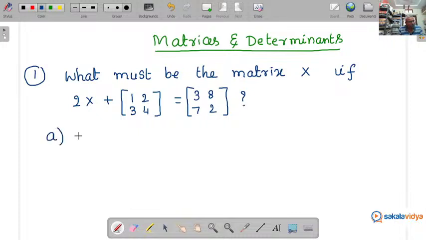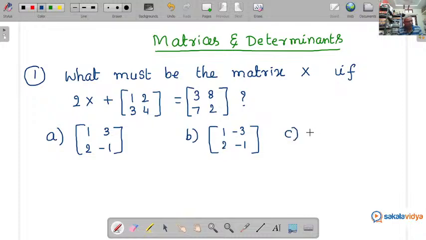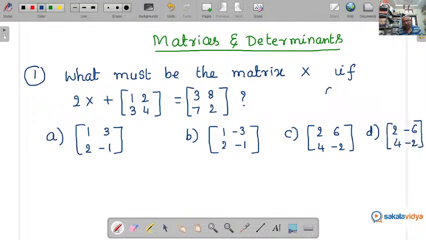Option A: [1 3; 2 -1]. Option B: [1 -3; 2 -1]. Option C: [2 6; 4 -2]. Option D: [2 -6; 4 -2]. So, which is the right option?